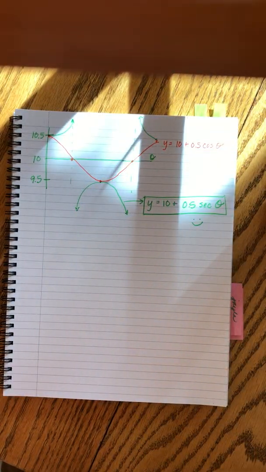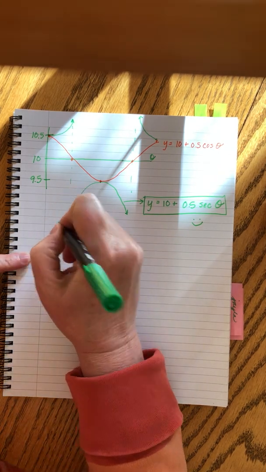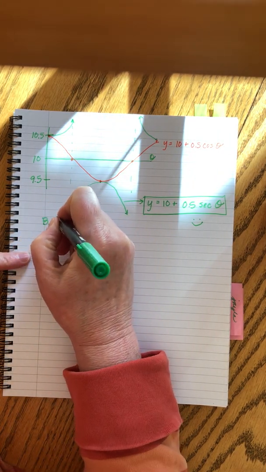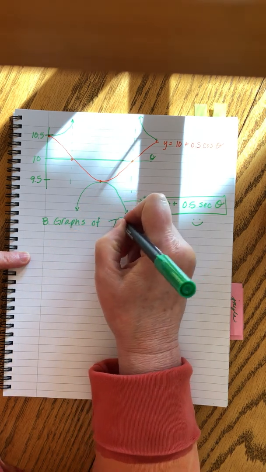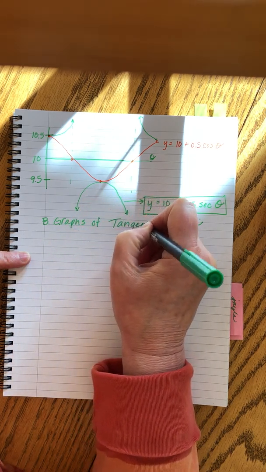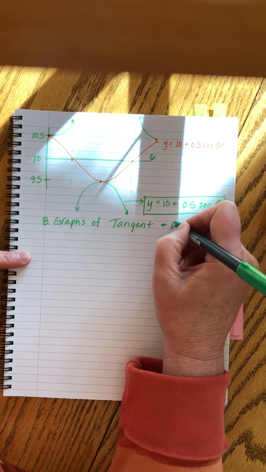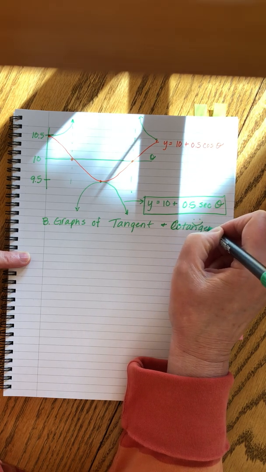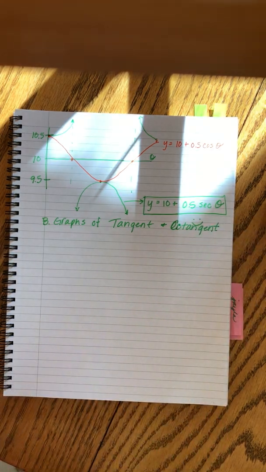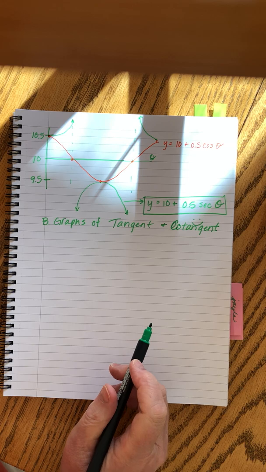All right, so that's secant and cosecant. Now we're gonna do part B, which are the graphs of tangent and cotangent. Okay. They are kind of weird, really weird, but that's fun.